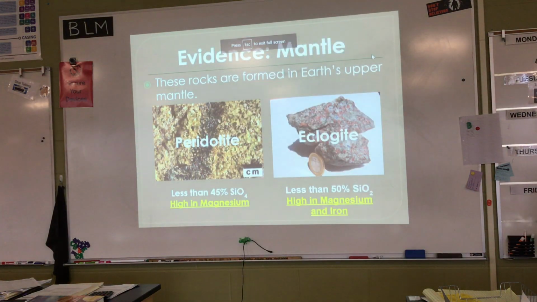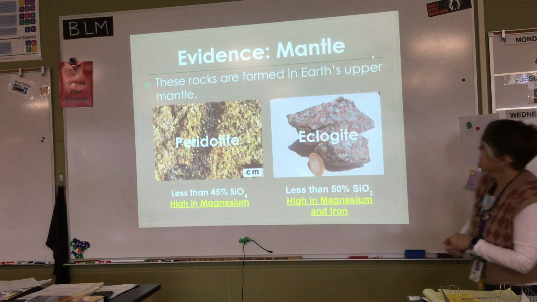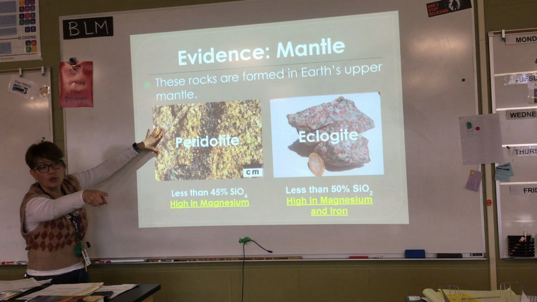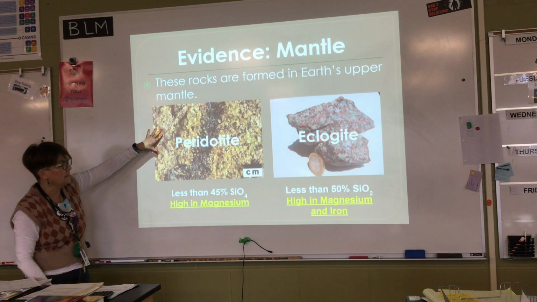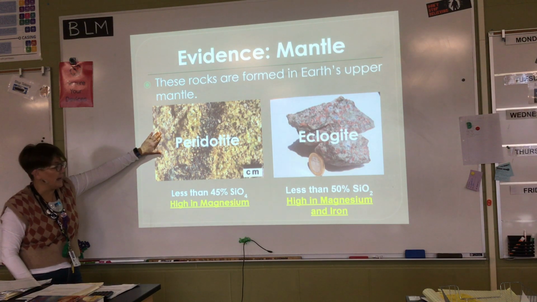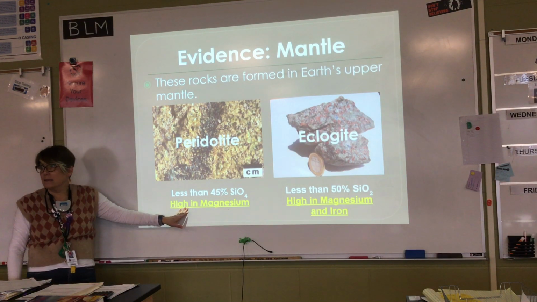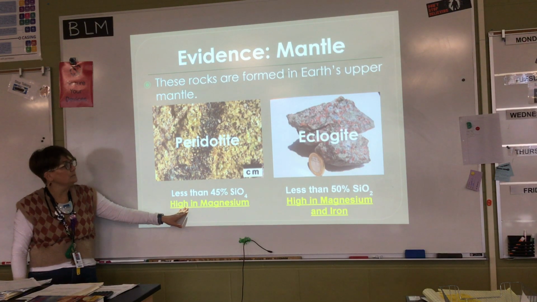All right. So these rocks are formed in the Earth's upper mantle. We've got peridotite. Notice this is on your paper. Look for the word peridotite. This is what you studied in the lab. It's high in magnesium. I want you to write that on that line. High in magnesium.